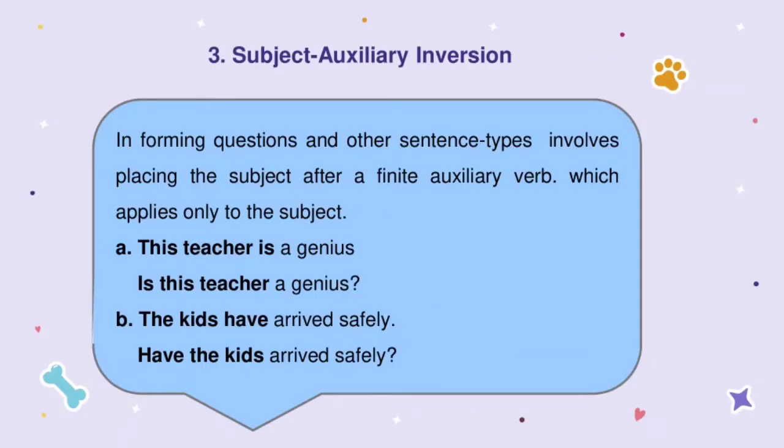Contoh yang kedua, the kids have arrived safely. Dibentuk menggunakan inversi menjadi, have the kids arrived safely? Jadi di sini the kids adalah subjeknya dan have adalah auxiliary verb-nya. Kedua elemen ini bertukar tempat.